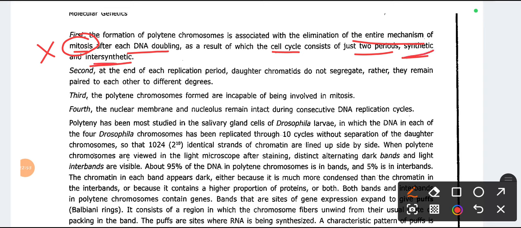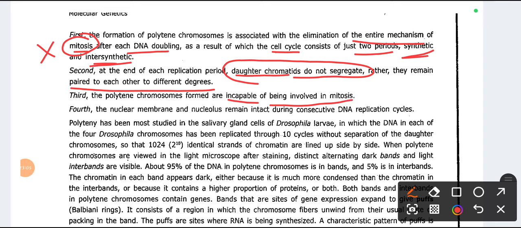Second, at the end of each replication period, daughter chromatids do not segregate; rather they remain paired to different degrees. Third, the polytene chromosomes formed are incapable of being involved in mitosis. They do not show mitosis. Daughter chromatids do not separate. Fourth, the nuclear membrane and nucleolus remain intact during consecutive DNA replication cycles. No dissolution of the nuclear membrane.